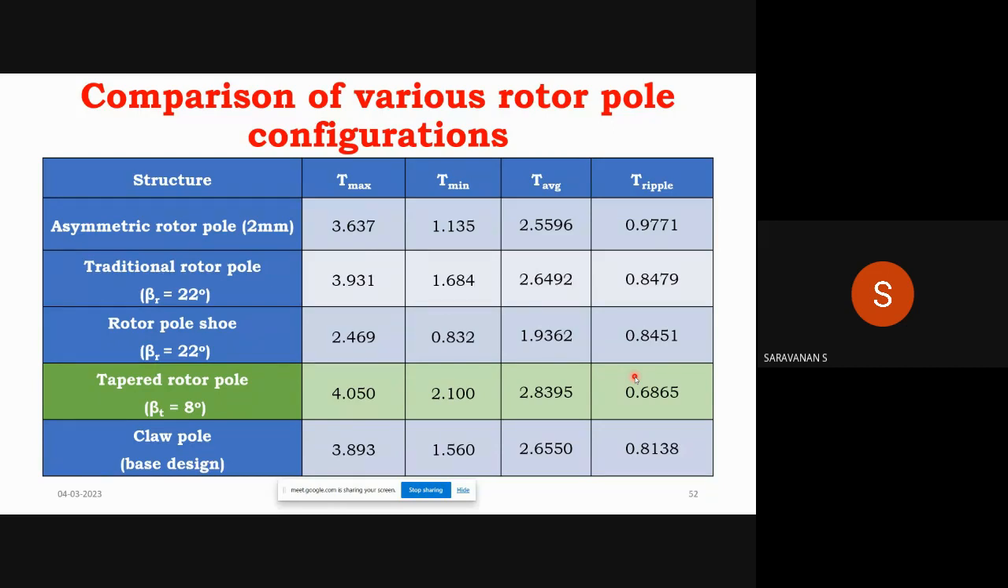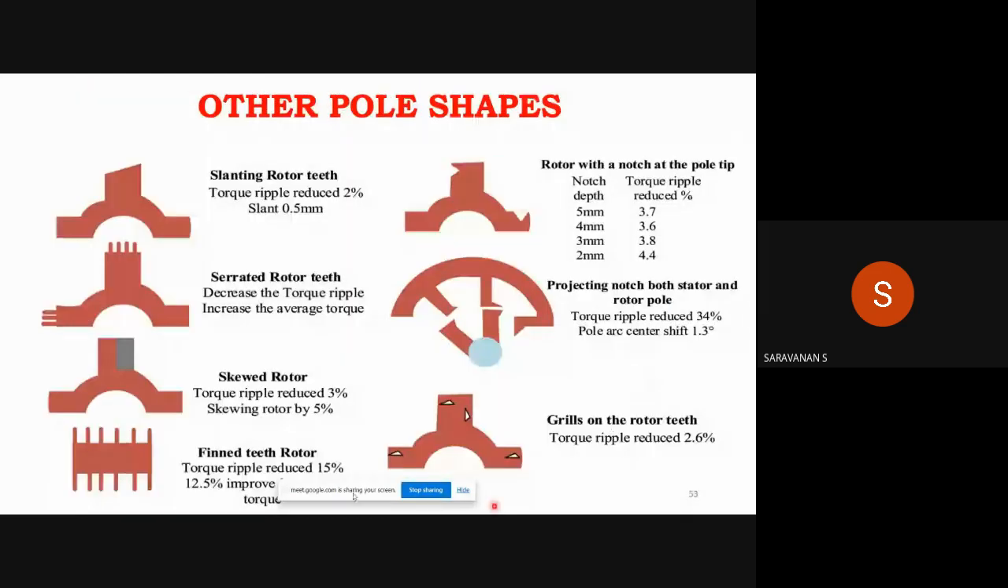By choosing pole configuration, you should consider torque characteristics as well as loss characteristics. These are some of the pole configurations I have listed here for understanding purposes. There are some other configurations which can be used for minimizing torque ripple as well as noises. Here I have analyzed some of the configurations and their torque ripple minimization percentage.